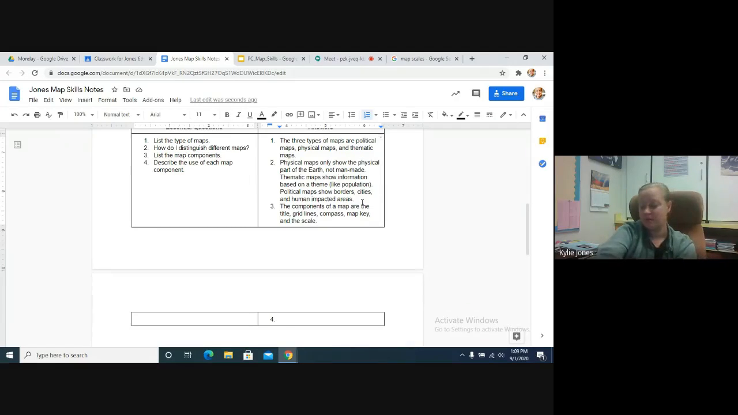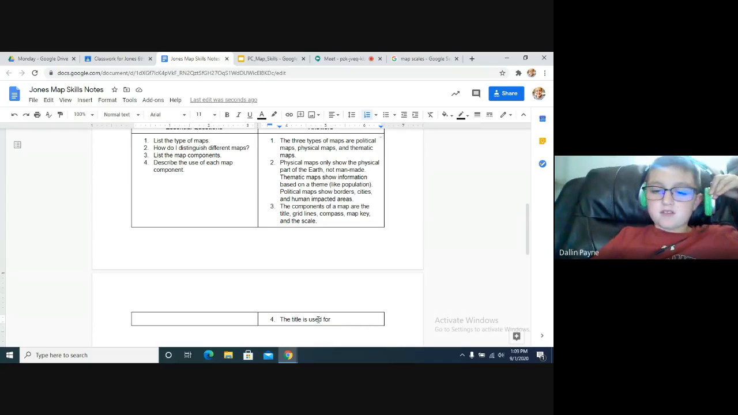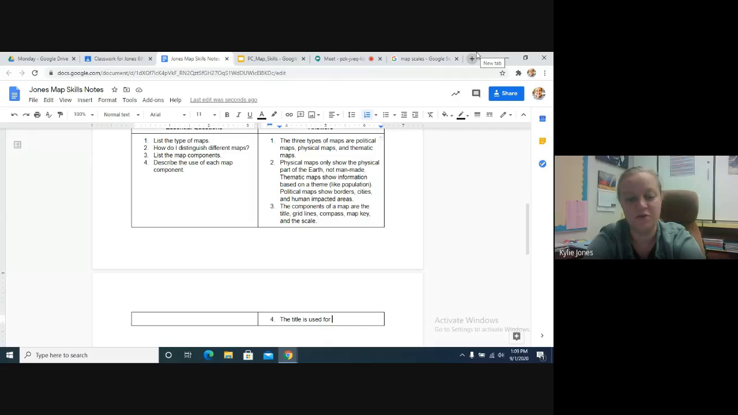Okay? And then finally, we need to describe the use of each map component. So let's start with the title. The title is used for what? What do we use the title for? We use it to figure out what the map is telling you. Yep. So the title is used for figuring out what the map is telling us. Good.